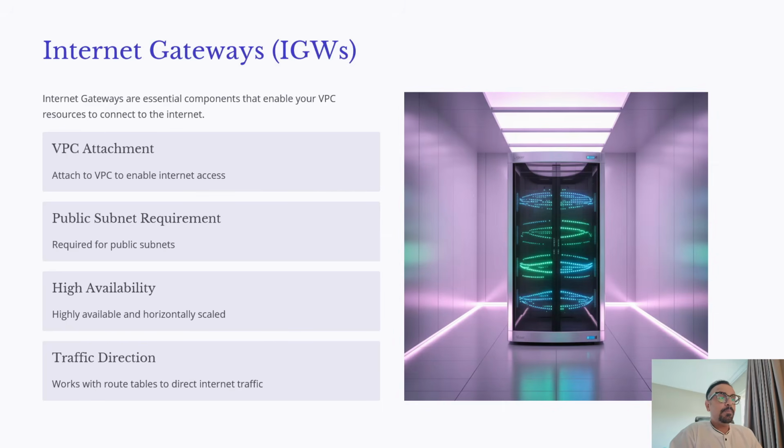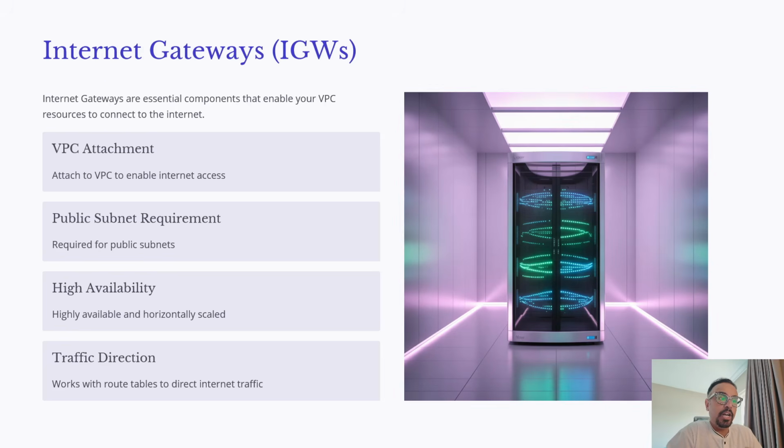Now, let's explore internet gateways, that is IGWs, the short form. An internet gateway is what allows your VPC resources to connect to the internet. Without it, even if you have a public subnet, your instances won't be able to reach the outside world. To enable internet access, the internet gateway must be attached to your VPC first. This is a key step when setting up any public facing resources. For a subnet that needs to be public, like a web server subnet, an internet gateway is mandatory.